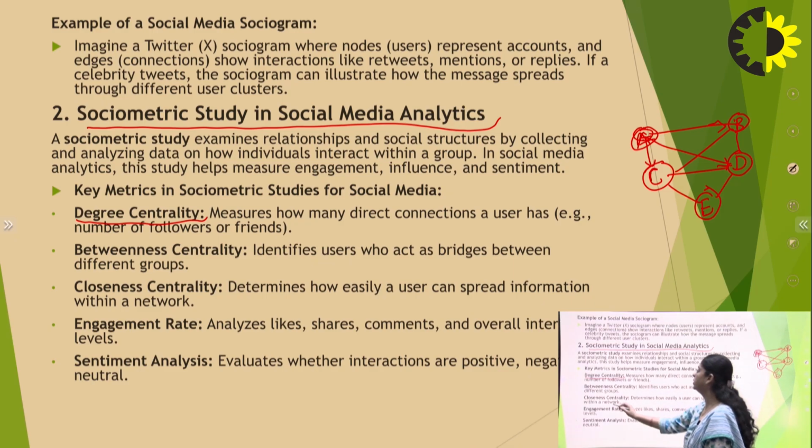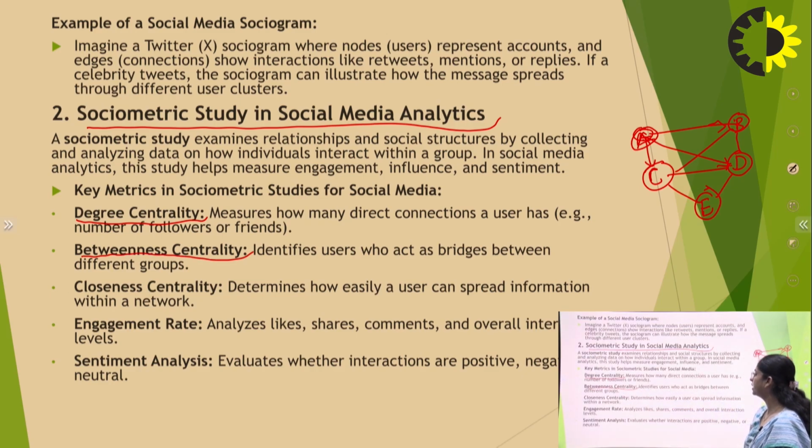Next is betweenness centrality, that identifies users who act as a bridge between different groups. So for example, in this diagram, who is the bridge? We can say C is the bridge. C connects A to C.